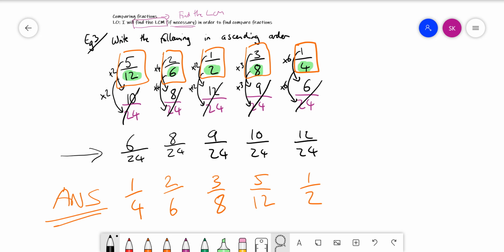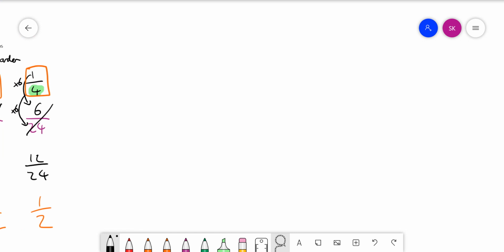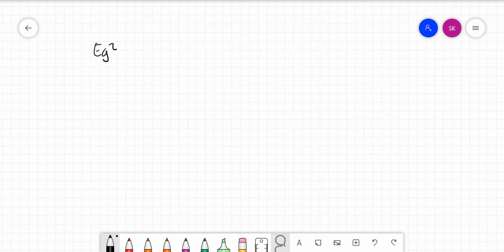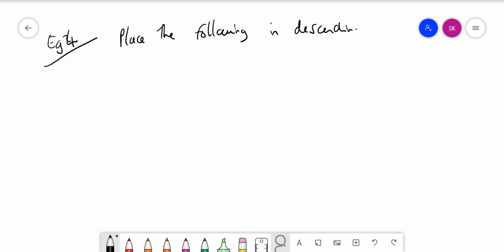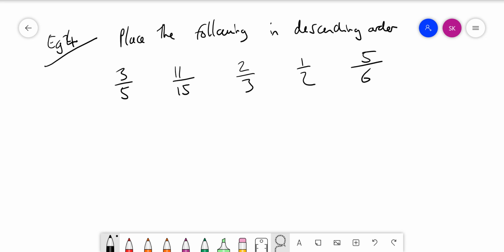So let's do another example. It's not example 2, it is example number 4. So I want you to place the following in descending order. Pause the video so you've got time to do that and press play when you're ready to keep going.